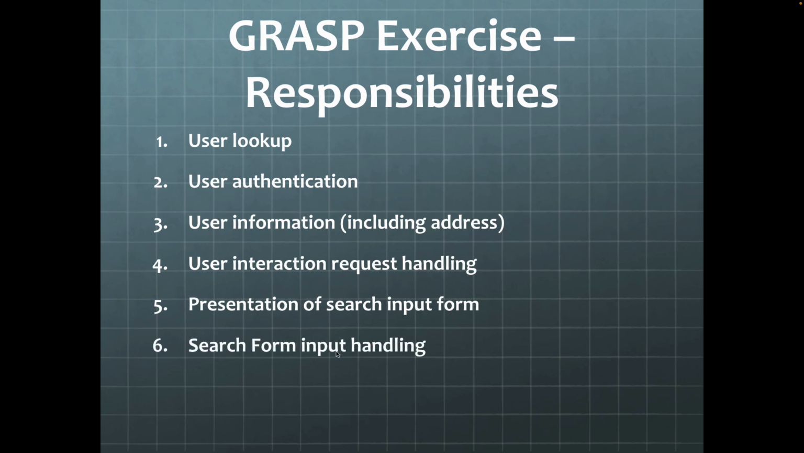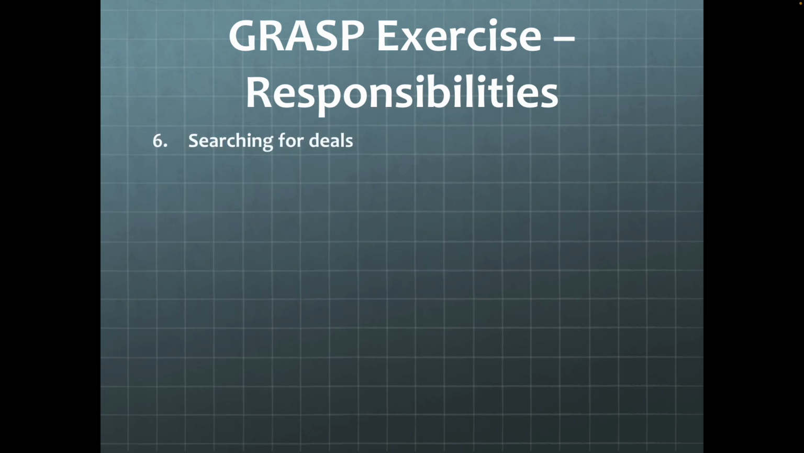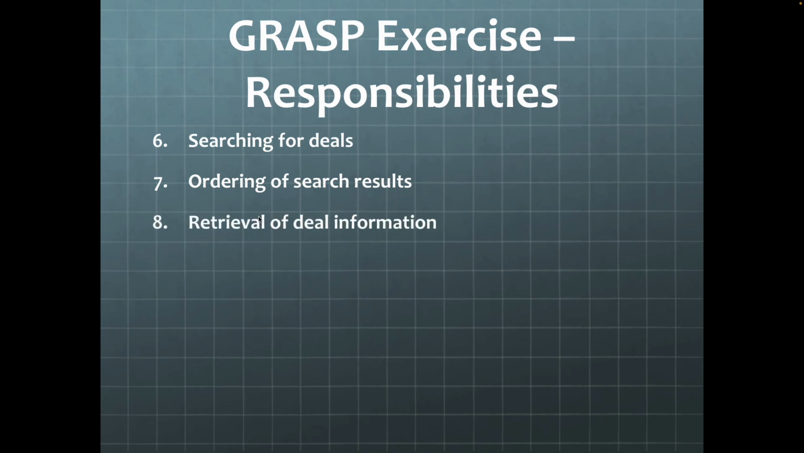Search form input handling. So once they're typed and submitted, you need something to handle the submission of the search form input. Searching for deals. Eventually you're going to search for deals in your system, figure out which deals are closest or match the keywords. Ordering of the search results based on which ones are closest. And then for every deal, retrieval of deal information, as in metadata or everything related to a deal, like the name of the deal, the description of the deal, the price of the deal, etc.